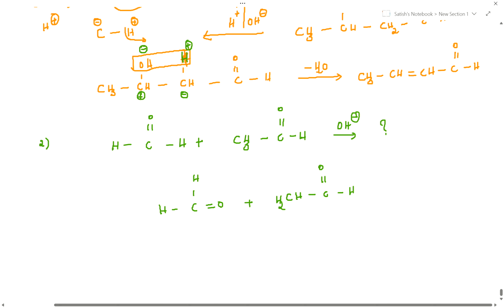Finally, what is the first point I gave? If alpha hydrogens are there and at least one aldehyde is there, it will undergo aldol condensation. See, these are the alpha hydrogens. These two alpha hydrogens I am now removing. Finally, what product will I get? CH2 double bond CH, C double bond O, H. Fine. This is an alpha beta unsaturated carbonyl compound. What is the name? 1, 2, 3.